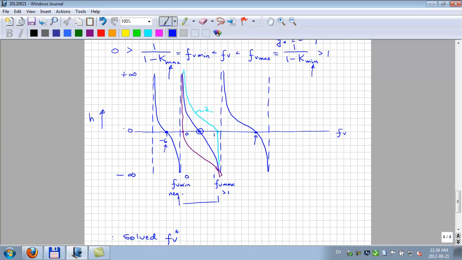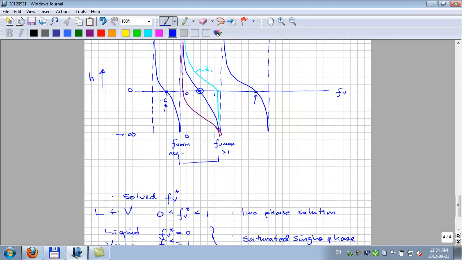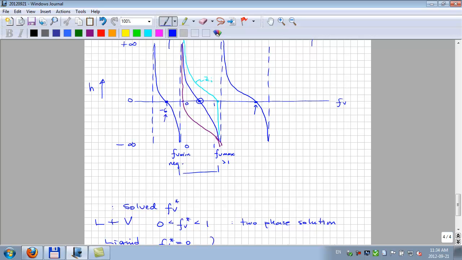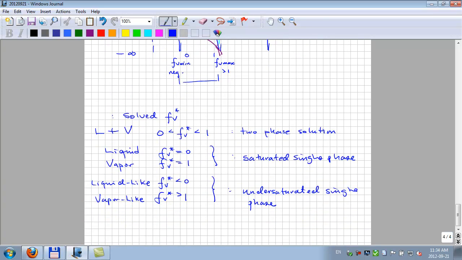Don't you use the star just for the saturated? Now I'm using the stars as the solved solution between FV min and FV max. So in this case, for 3 different compositions, I got a solved value here or here. Those are for 3 different compositions. So I'm just saying, once you solve the problem, that's FV star. And then if you want to figure out what it means, this is what a given value of FV star would mean.